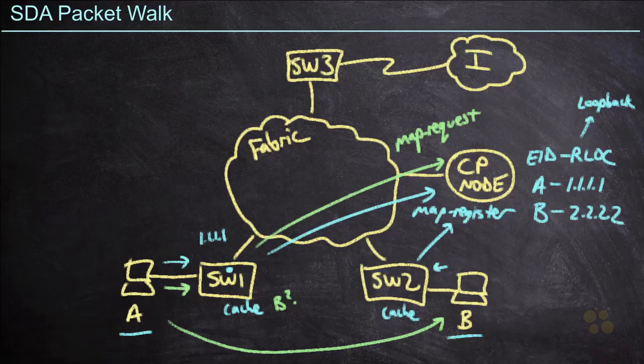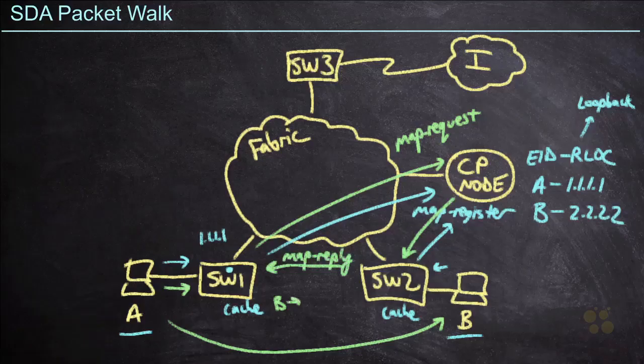And keep in mind that we'd maybe expect the control plane node to respond directly, but we recall that by default in an SDA fabric, the control plane node will actually message switch 2, in this case, the ETR that advertised host B, and it will send what we call the map reply in order for switch 1 to know where B is. And as such, switch 1 is going to get rid of that question mark and say, okay, well now I know where B is.